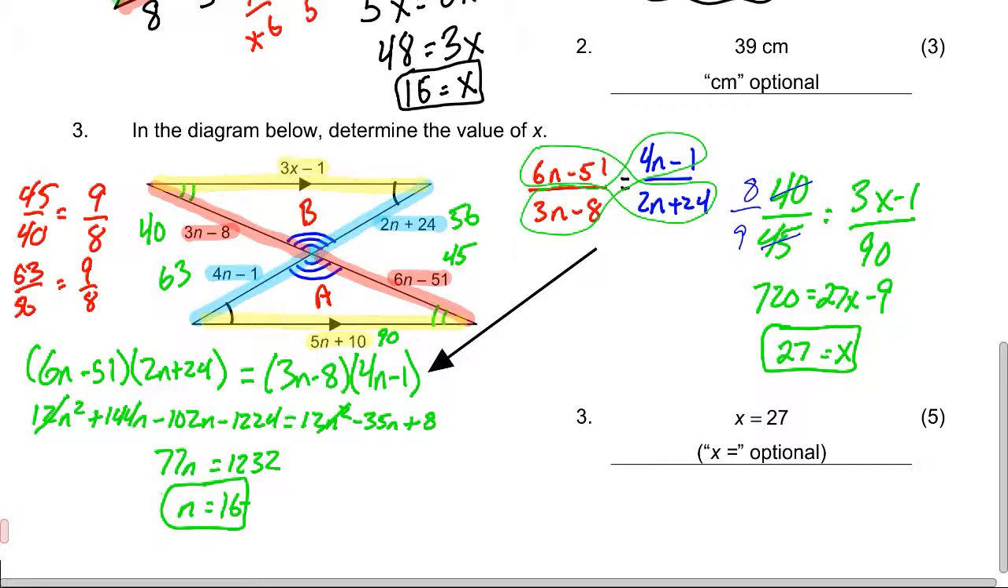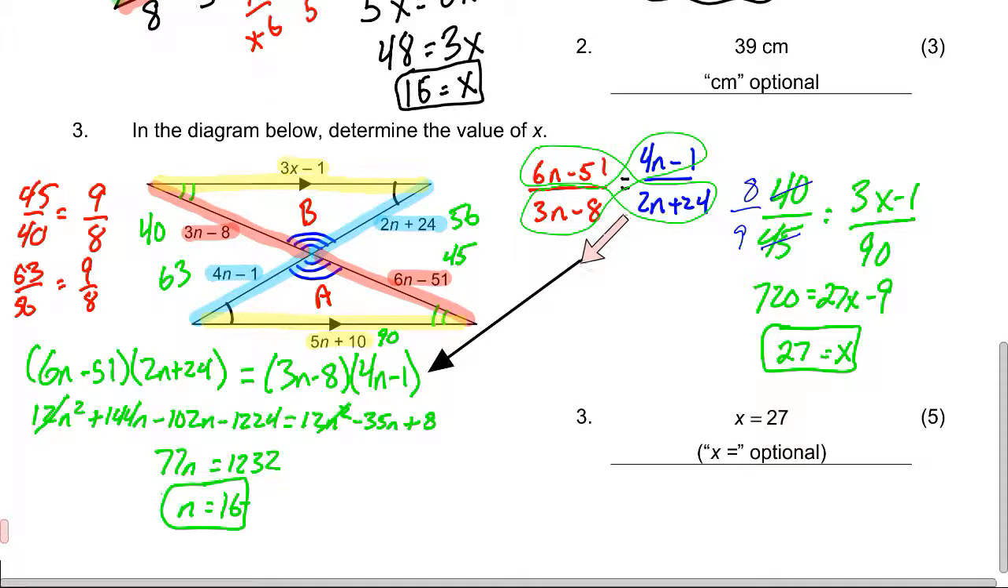So that's why I said 6n minus 51 is to 3n minus 8. And then we're going to do these two sides right here. The question is, which one goes on top and which one goes on the bottom? Now notice I started with this triangle here, triangle A, and I went to triangle B. So now I'm going to start with triangle A and go to triangle B, which is what I did there.